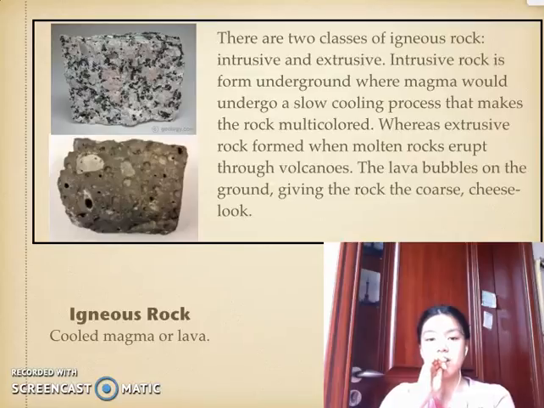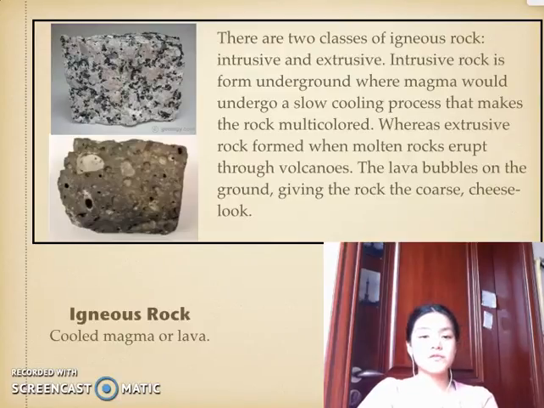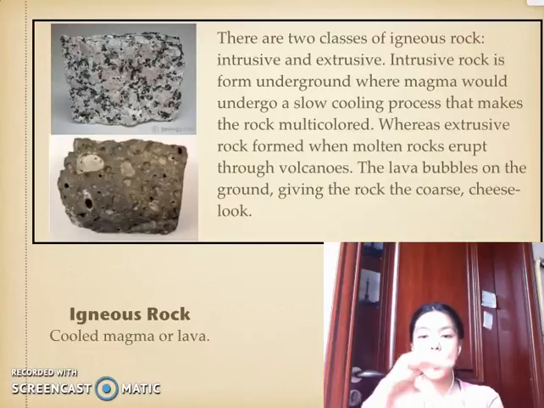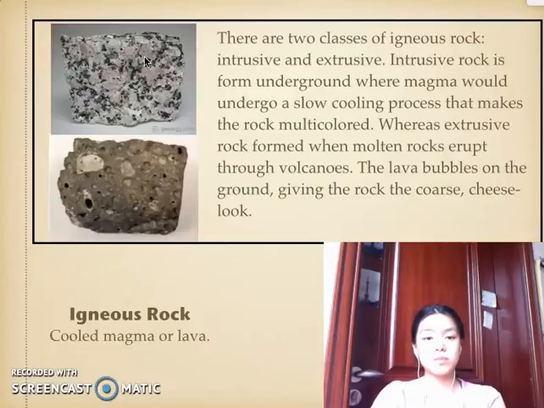For igneous rock, there are two classes of igneous rock, intrusive and extrusive. Intrusive rock is formed underground, where magma will undergo a slow cooling process that makes the rock multicolored, which is this picture. And a very famous example of this is granite.